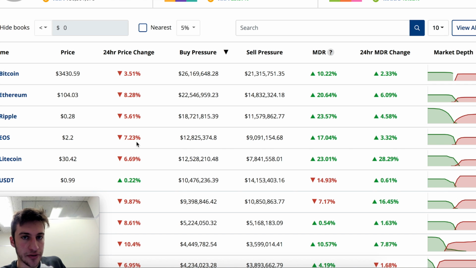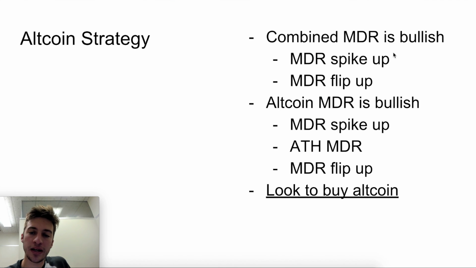You should always look at the combined MDR because that's going to tell you if it's likely that the overall crypto market is going to go up or down, because all of these coins are very correlated. And just because you have a positive MDR on one coin, if the overall MDR is negative by like minus 5%, then that coin's probably just going to fall because every other coin is falling as well. So that's why we want to look at the combined MDR and then also the altcoin MDR.